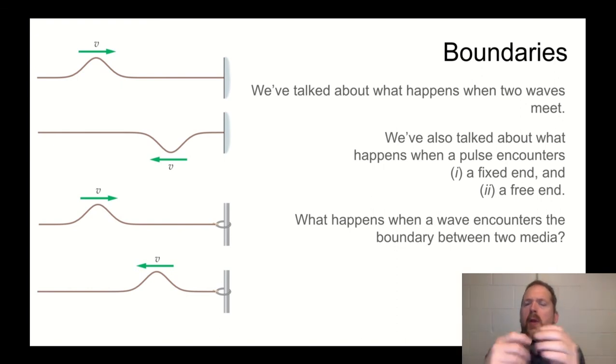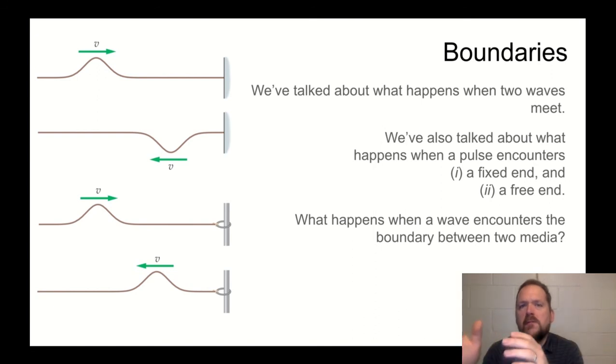So we've talked about what happens when two waves meet, right? They interfere with each other. They might add to make a bigger wave temporarily, or they might cancel out either completely or partially to make a smaller wave or no wave, at least momentarily. And we've also talked about in a previous lecture what happens when a pulse encounters a fixed end of something or a free end. So those pictures on the left remind us of this.